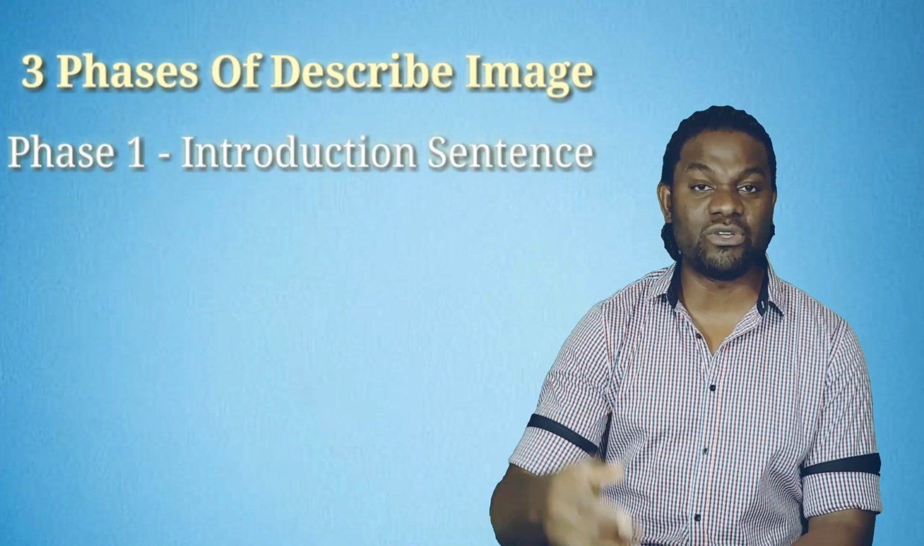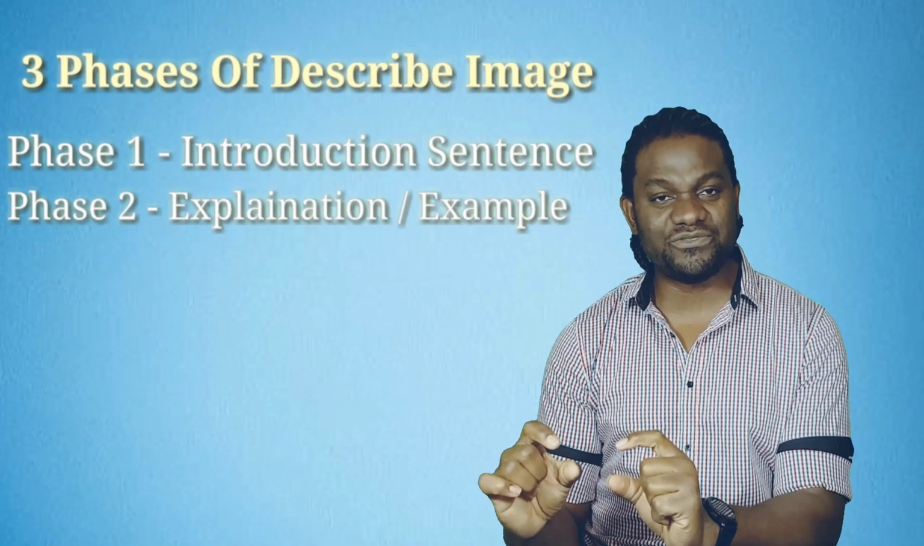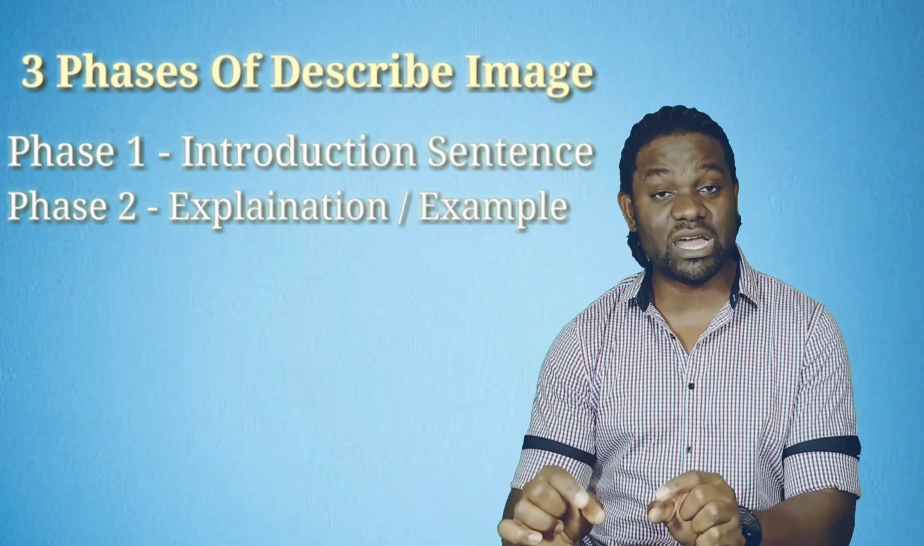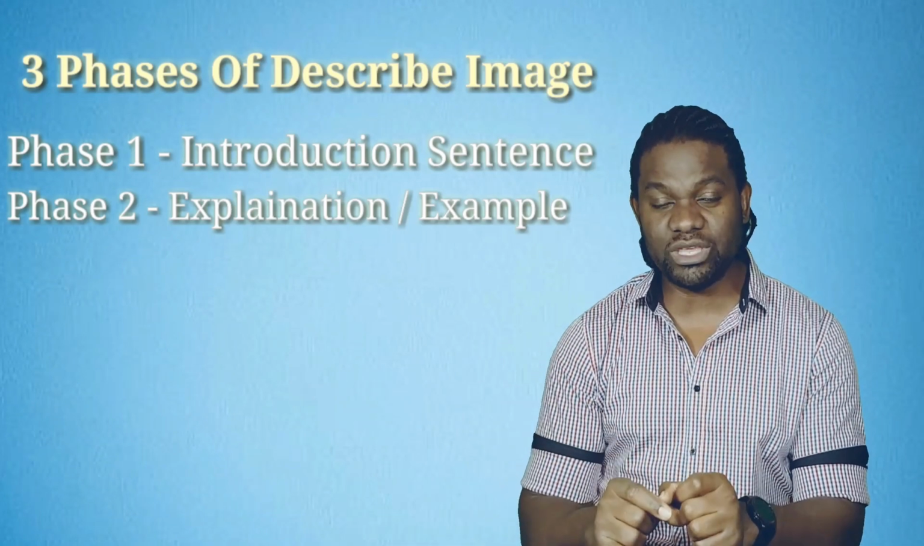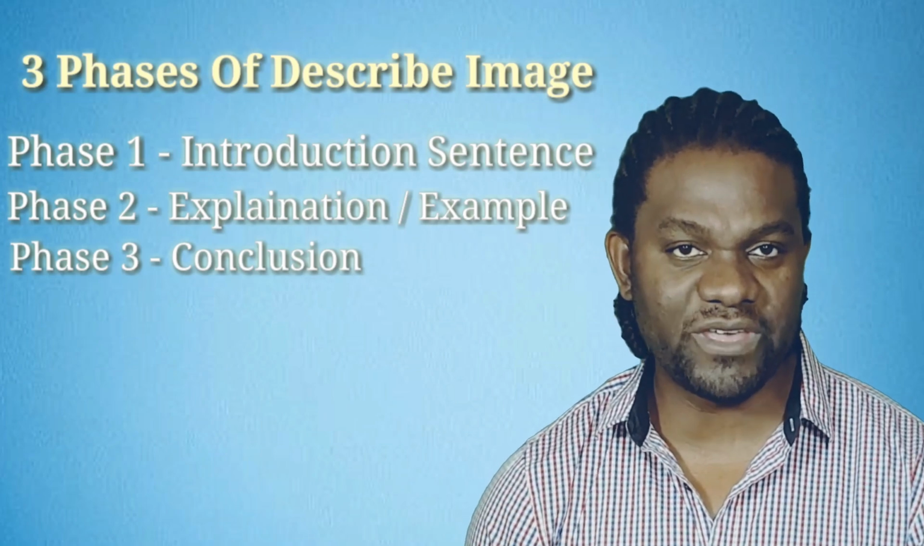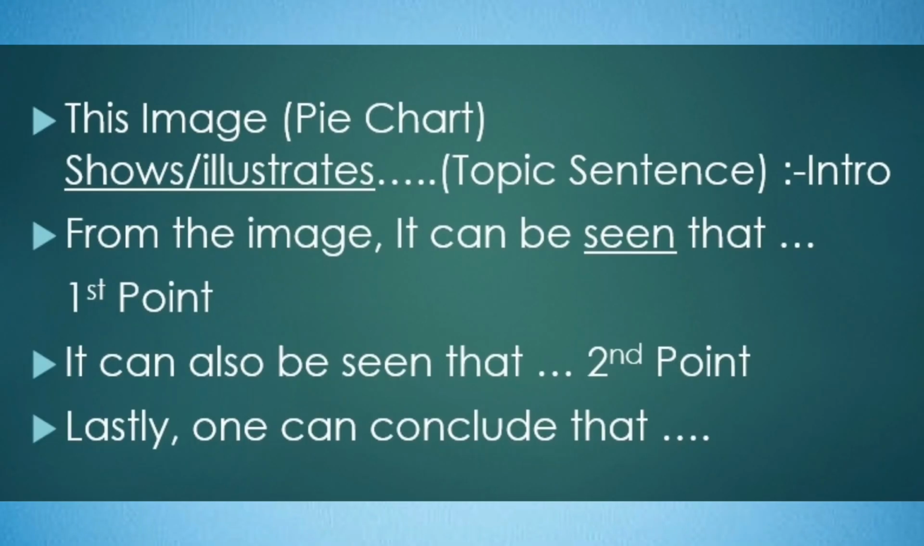So those 3 phases are your introduction, your explanation phase, or your example phase, which are the points that you want to pick out from your image, and then the conclusion phase. Okay, so now let's have a look at the template, and then we can use that template to actually answer some questions. So take a look. All right, now the template is right there on your board. As you can see, I have aligned them from the introduction to the point making sentences and the conclusion. So let's just answer some questions using this template.